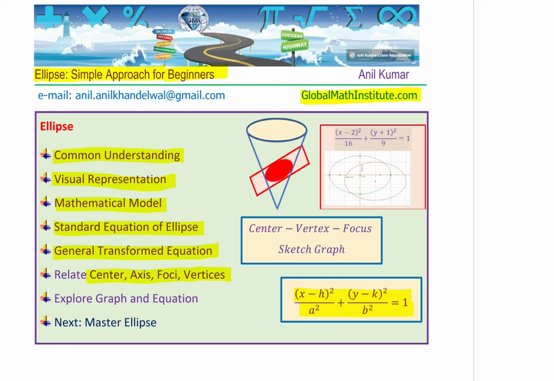From the general equation, we will find these critical parameters. We'll also do the reverse thing: from the parameters, find the equation. You understand? And of course, given the equation, we will sketch. So in all, it is complete in itself. We'll have 4 examples to understand all these.